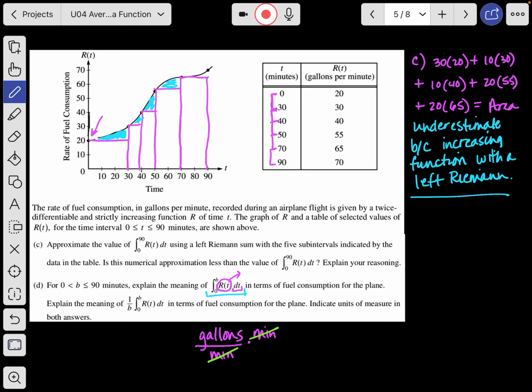Now, our interval is from 0 to 90. So this is the amount in gallons of fuel that is consumed by this plane. And then this last part of the question is to explain this meaning. Well, 1 over b minus a, that is finding the average value of this function. And so we could say that the average value of the function is the average rate of consumption in gallons that was used by this plane. So something like that.